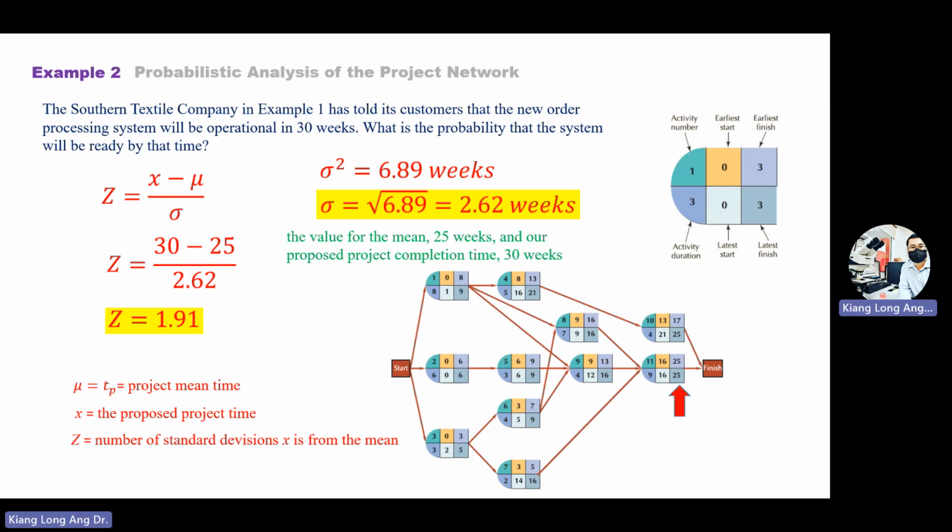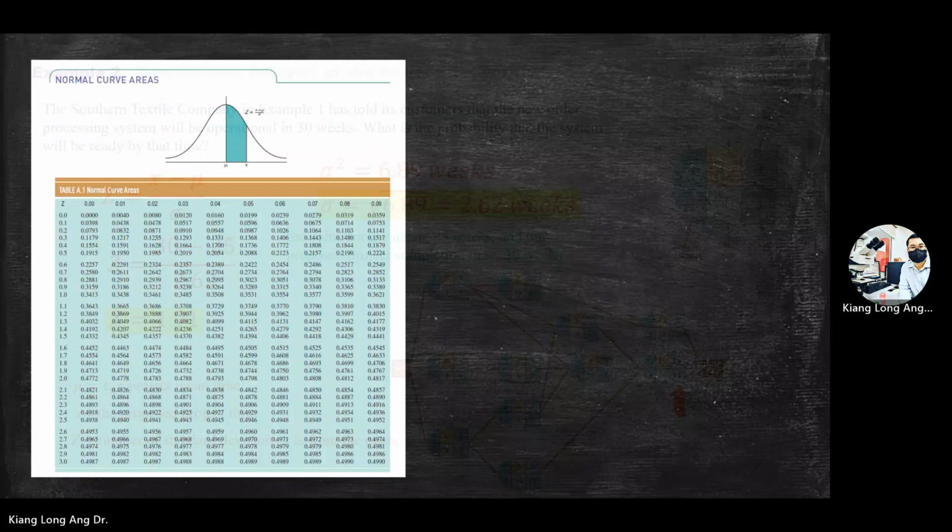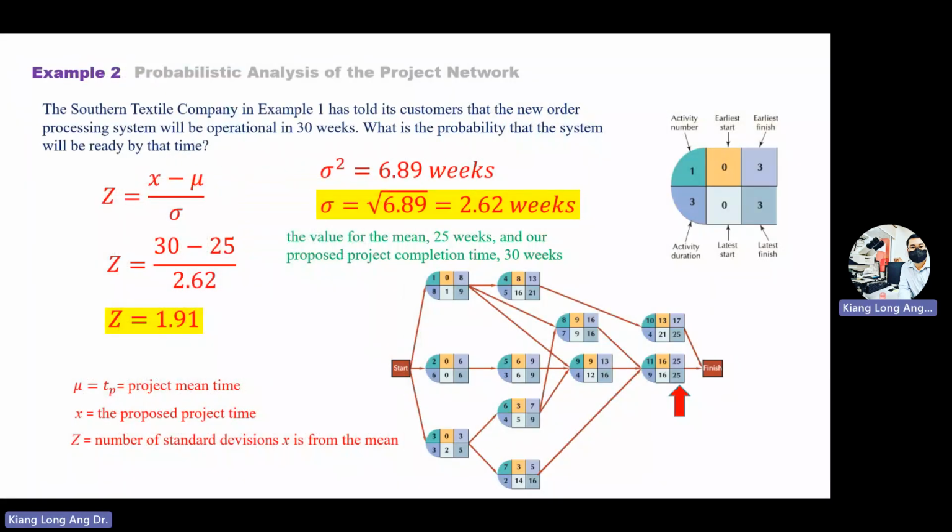The latest finish time. Here you got two the same, 25, 25. Of course, you look for the maximum number you have inside the table, inside the network. In this case, you have two activities that have the 25 weeks. You look for the maximum one. Let's say this one is 26, then 26 and 25, you use the maximum one. Okay, now we have Z number 1.91.